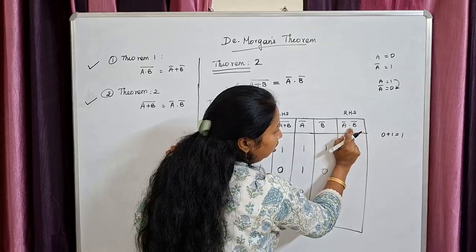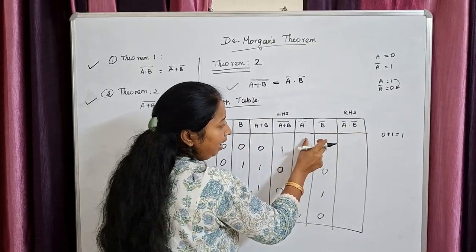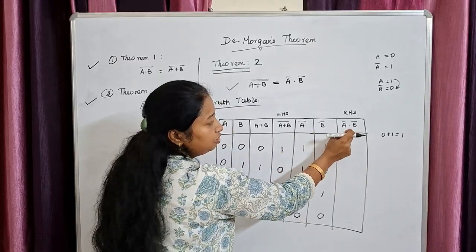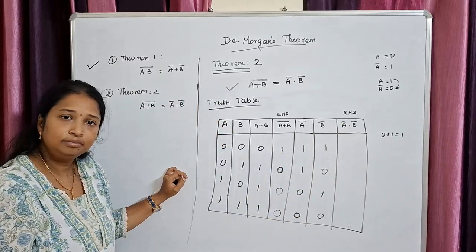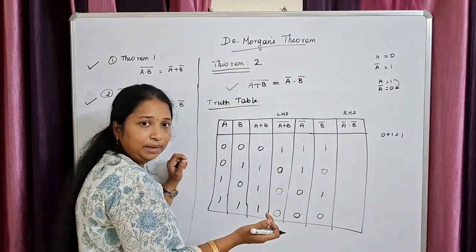Now, what is the final column? It is A bar dot B bar. A bar I have it here, B bar I have it here. I have to do a product of these two terms to find this last column. Right? Now do a multiplication. Dot meaning it is multiplication.